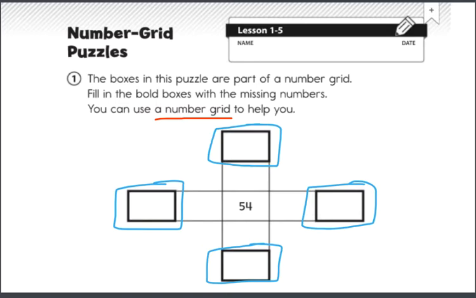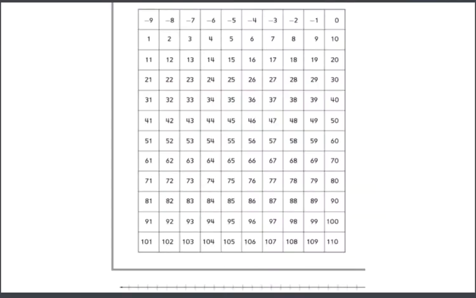So it says the boxes in this puzzle are part of a number grid, also known as what we look at as a hundreds chart. Fill in the bold boxes with the missing numbers. You can use a number grid to help you. And I want to remind you that you have a number grid in the back of your math journal. It looks like this. You can use this to help you solve that puzzle.